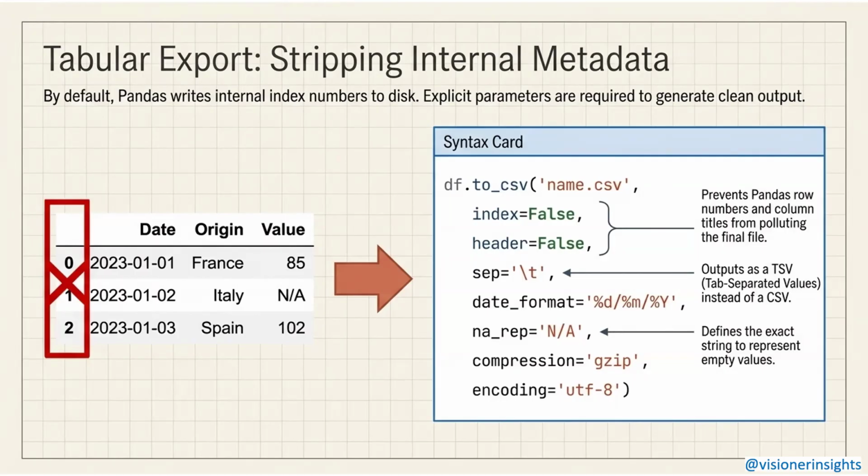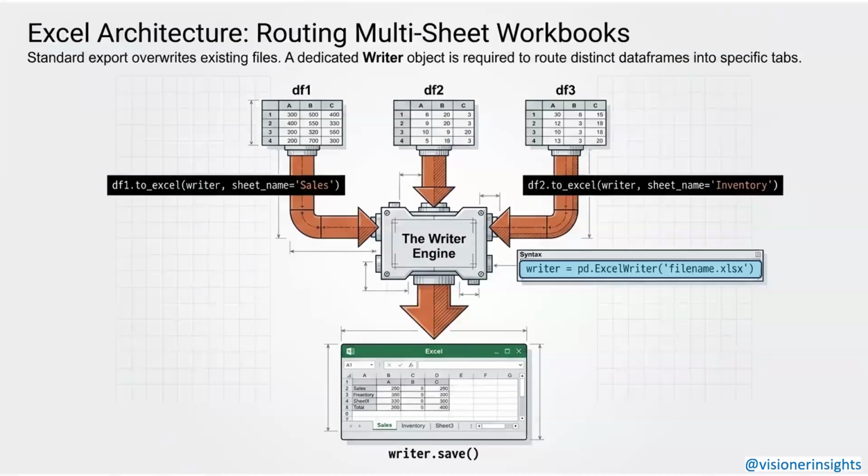Well, by default, Pandas really wants to write its own internal row numbers straight to your disk. By passing these parameters, we strip out that internal pandas metadata, which completely prevents arbitrary row numbers from polluting your downstream handoff. It generates a perfectly clean output file every single time. And check out how we handle Excel architecture here.